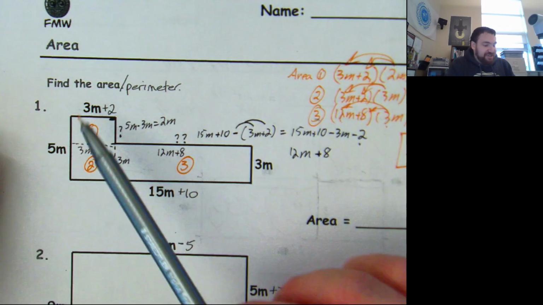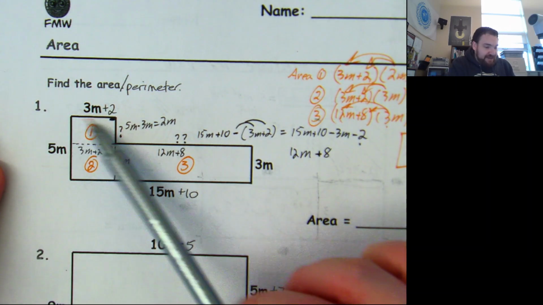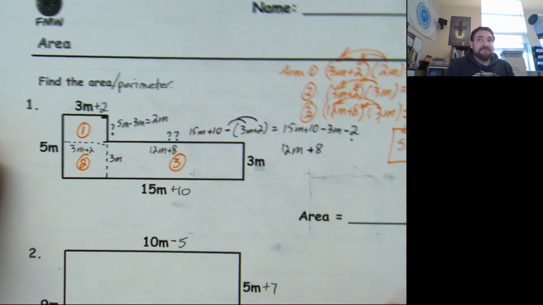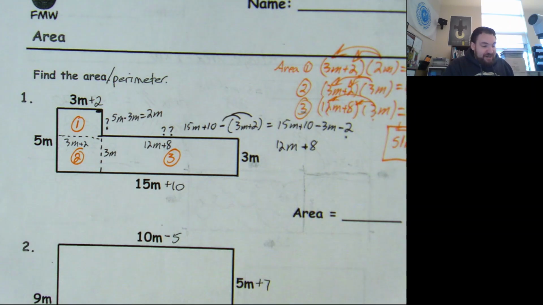And then perimeter is just the sum. This side plus that side plus that side plus that side plus that side plus that side. Which I could model for you if you would like, or I can leave it for you to try.